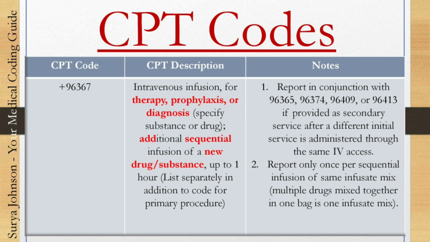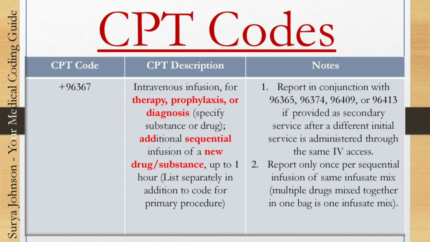It is for additional sequential infusion of a new drug. So the difference between 66 and 67 is 66 is for the same drug each additional hour, but 67 is for a new drug, not the same drug that is given the previous one. So the notes to be taken care of are: report in conjunction with 96365, 96374 if provided as secondary service after a different initial service is administered through the same IV access.